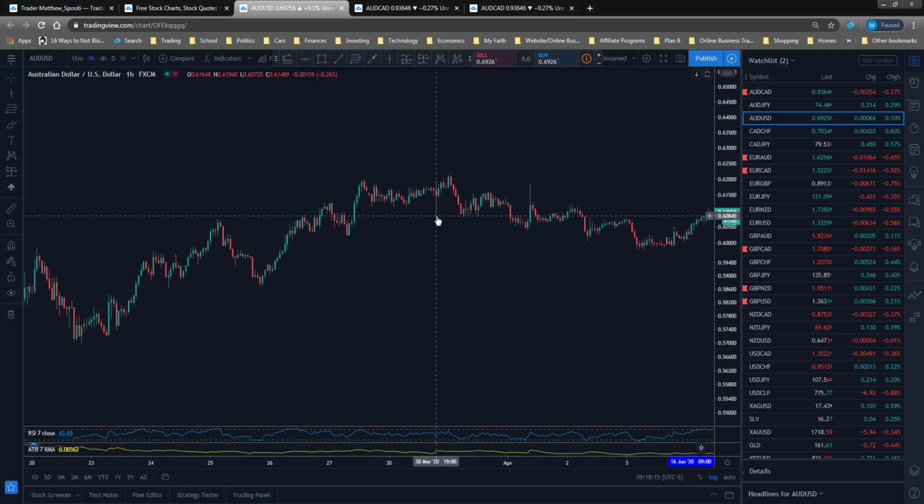Here, we've got a hammer, I think, because I guess up here is the anvil and this is the handle, and basically we came down, but we got rejected, we got pulled back up again, so that's usually a bullish sign.